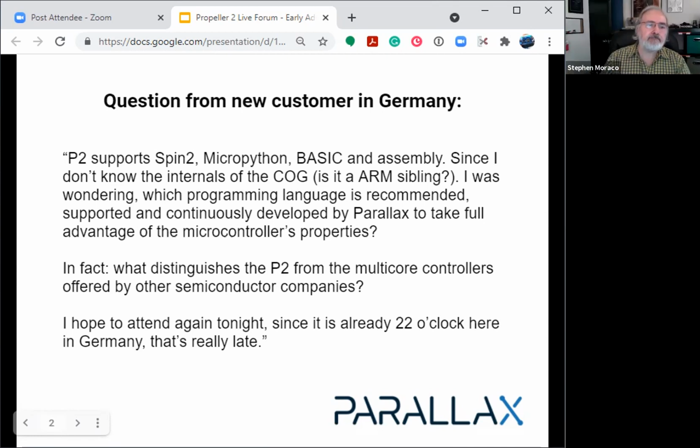Absolutely. Okay, so for those of you familiar with other microcontrollers or maybe other multi-core microcontrollers, how do you distinguish the P2 from those other chips? I know this is a 50,000 forum post, perhaps. How would you summarize the difference? The question is rhetorical in this environment, but for someone watching this video, it could be informational.